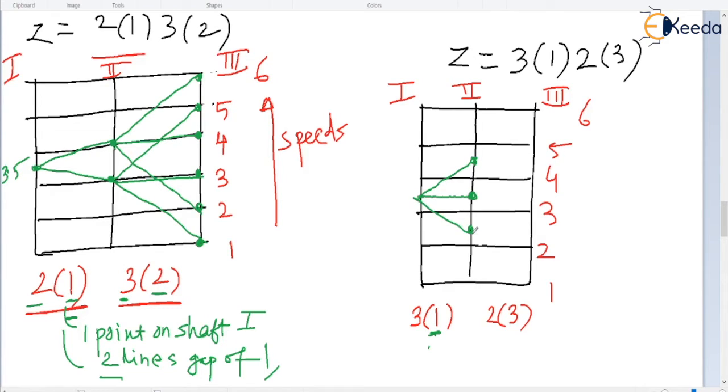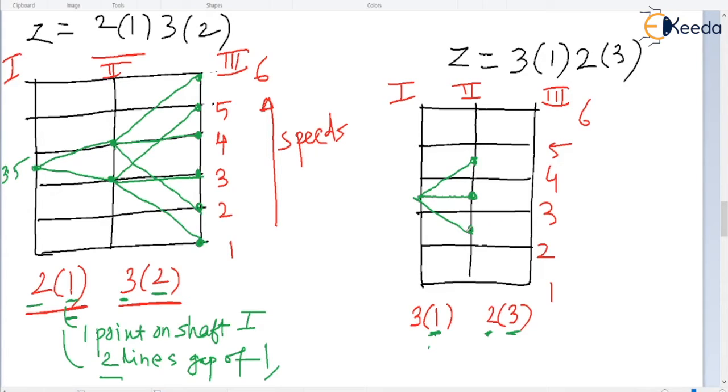And from this, the second stage, there will be 3 points on the shaft 2. So there are 3 points on the shaft 2, and from that shaft 2 we are going to draw 2 lines each at a distance of again 3. So from each point we are going to draw 2 lines at a distance of 3.